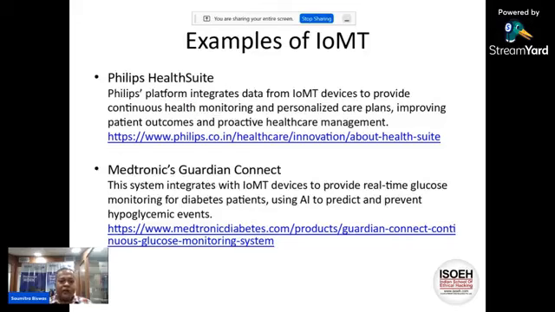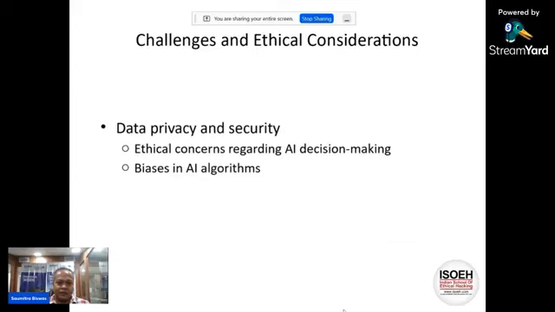Philips Health Suite and Medtronic's Guardian Connect. This second one, Medtronic's Guardian Connect. Medtronic is a company that primarily builds pacemakers, but they have glucose monitoring, means diabetic monitoring systems that will warn a patient about upcoming low glycemic events, means low blood sugar events, hypoglycemic events. Fascinating.